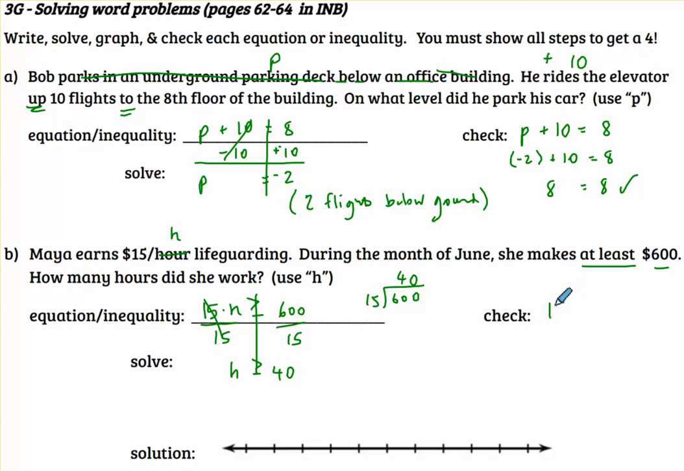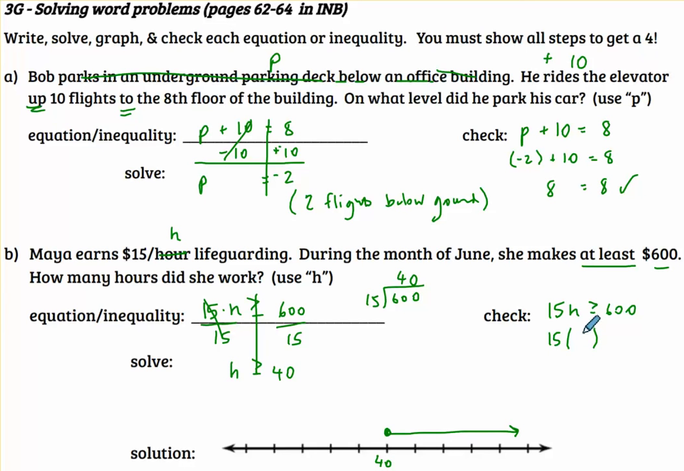Our check would be the original inequality. 15H is greater than or equal to 600. Now, when we graph it, and I should have done that a little bit earlier, we're going to have a closed dot, and it's going to be pointing in this direction. And so when we use our parenthetical promise, we don't want to plug in 40. We want to plug in a number that's a little bit bigger than 40, okay? I don't really care what it is. You can do 41 if you want to. If you want to multiply 15 times 41, you be my guest.